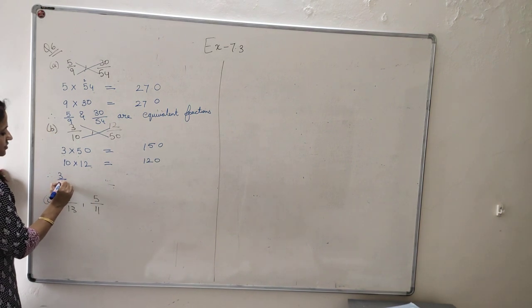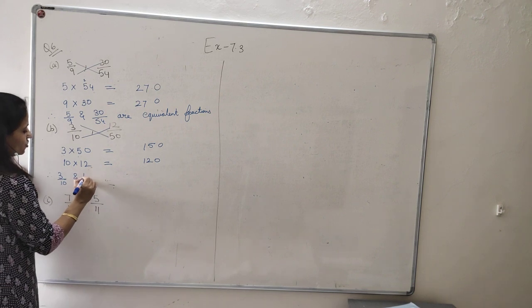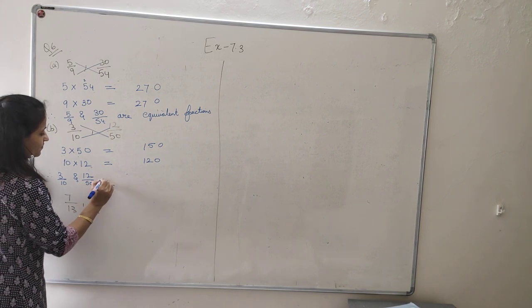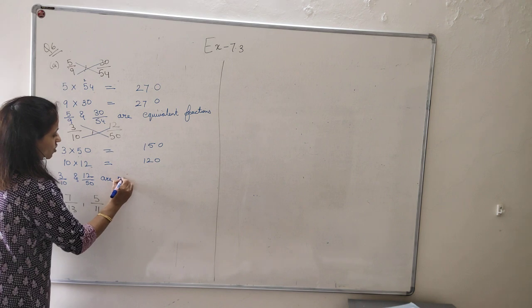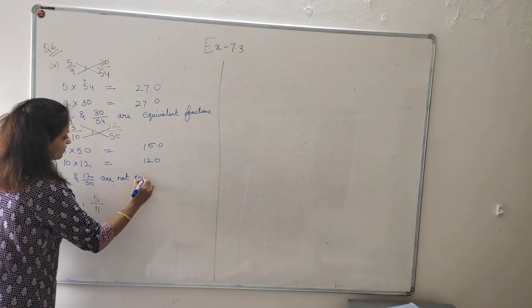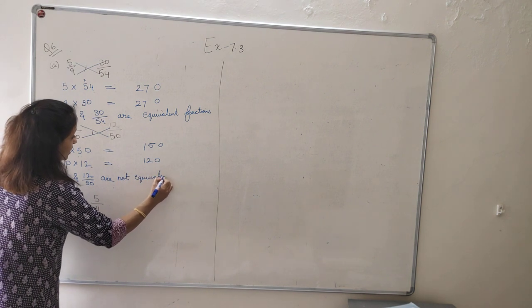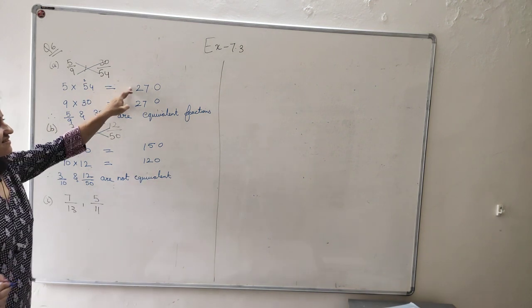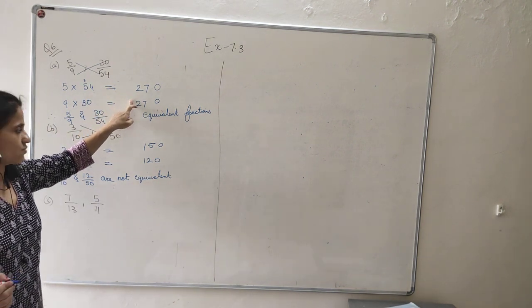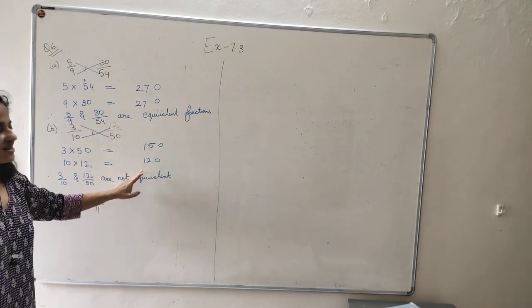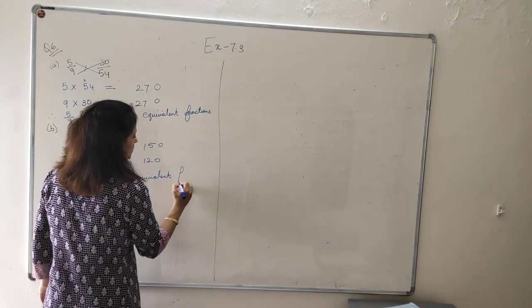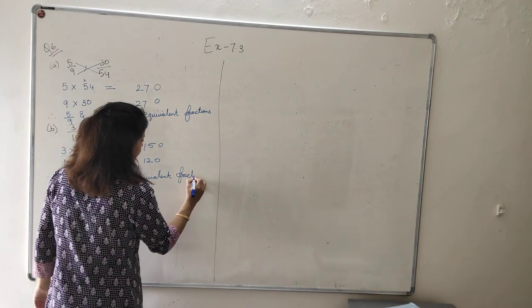Therefore, 3 upon 10 and 12 upon 50 are not equivalent fractions. They are not, because if you get the same answer, then only they will be equivalent. Here you have got a different answer, so they are not equivalent fractions.